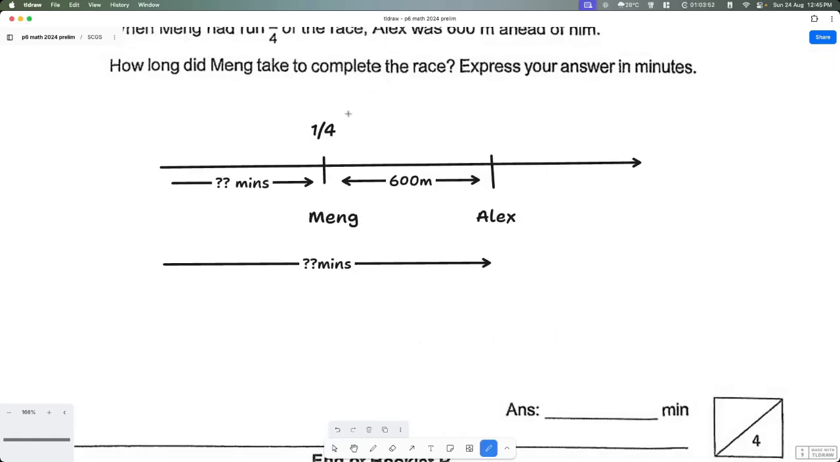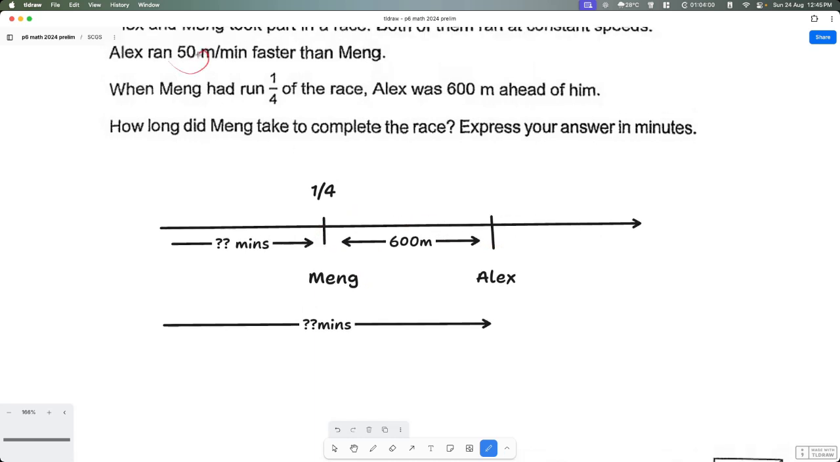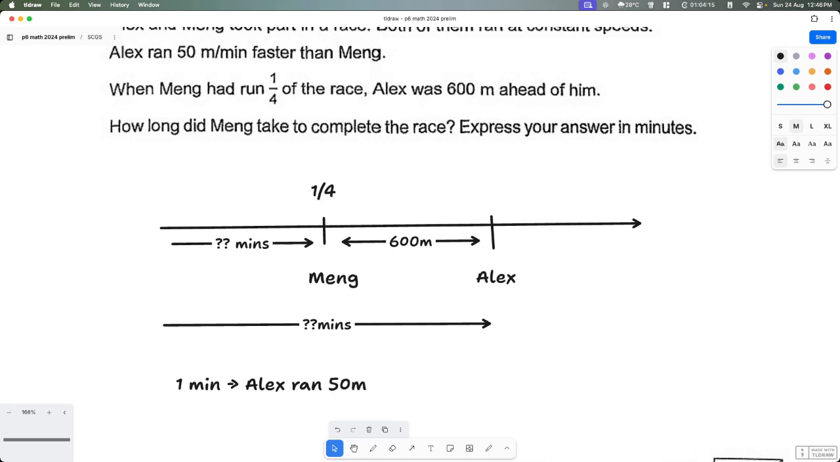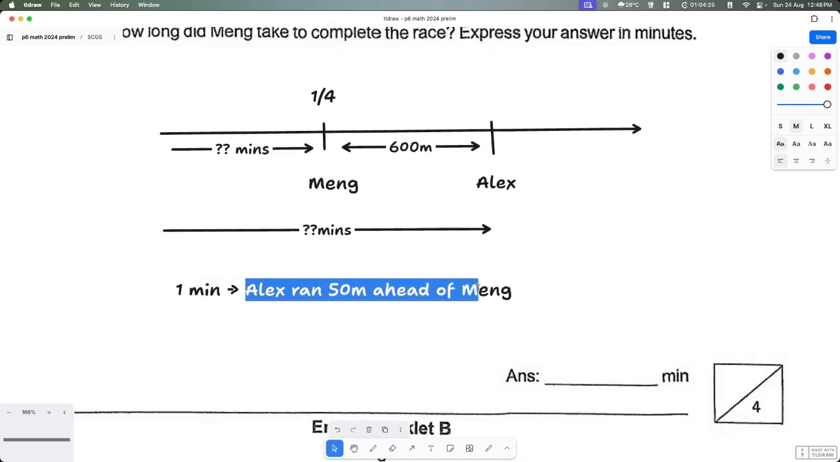Okay, so in one quarter of the race, Alex was ahead of Meng by 600 meters, and we know that Alex ran 50 meters per minute faster than Meng. So that means in 1 minute, Alex ran 50 meters ahead of Meng. Correct?